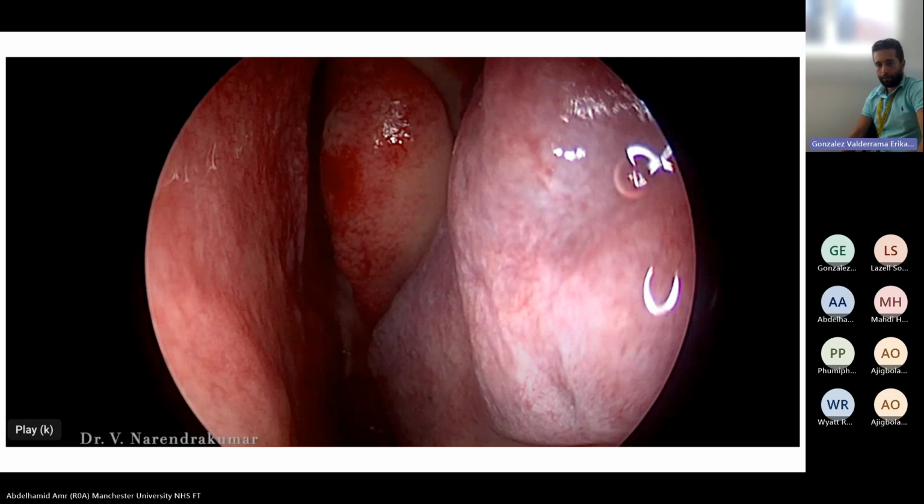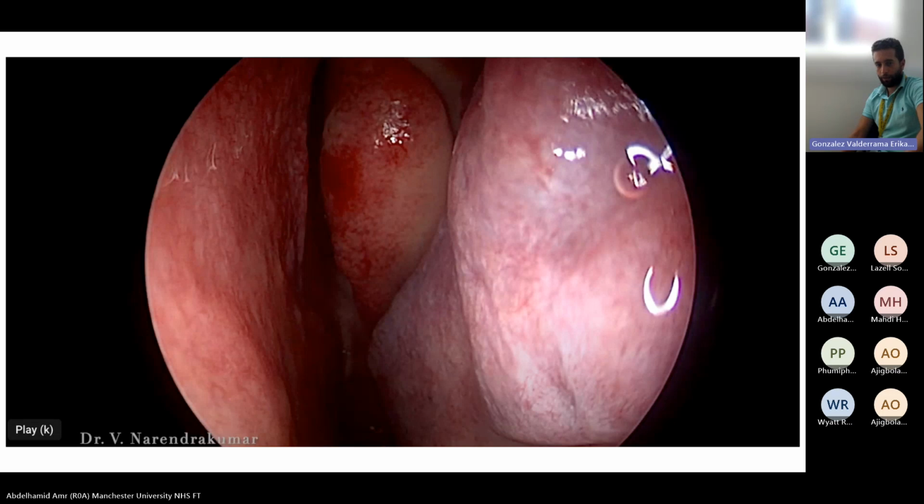Then you also look at the inferior meatus, the space below the inferior turbinate, where the nasolacrimal duct opens. Here you can see it's probing the lacrimal tract, and you can see where the nasolacrimal duct is. This is the first pass.